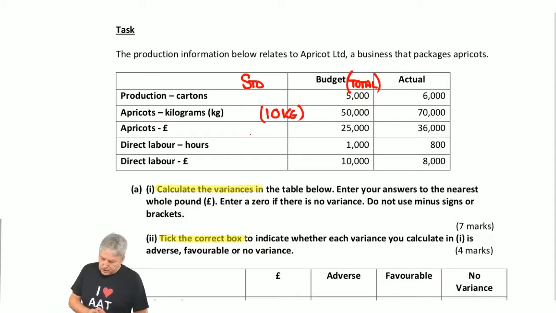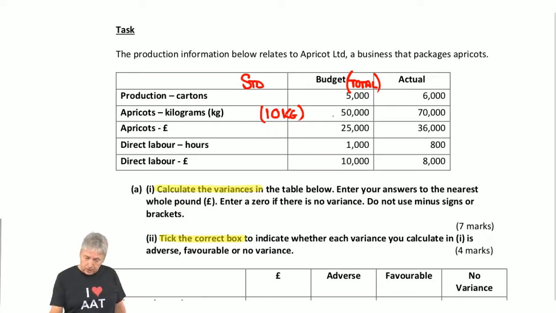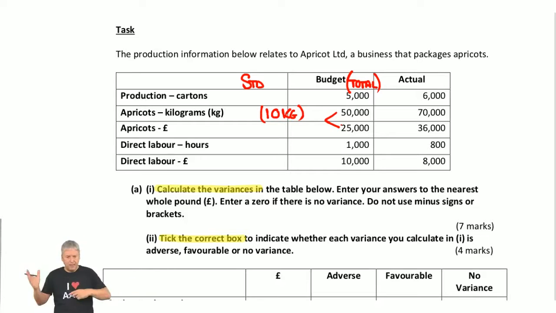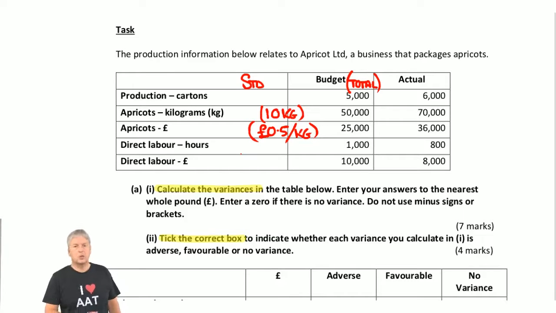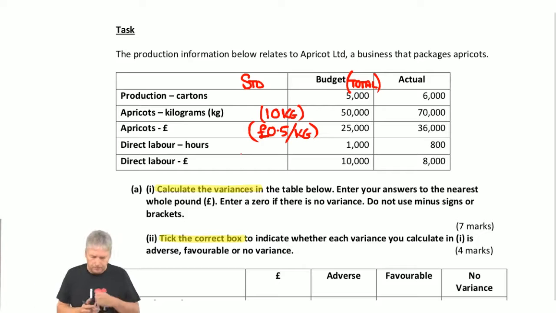And then we need the standard price. Now, if we look at the distinction between the kilos budgeted and the value of those kilos of apricots of all things budgeted, if we divide 25,000 by 50,000, couldn't we say that each kilo of apricots we are expecting to cost us 50 pence per kilo? Something like that? So we've got the information for our materials there, and I don't think that that was too difficult. Now let's look at labour.